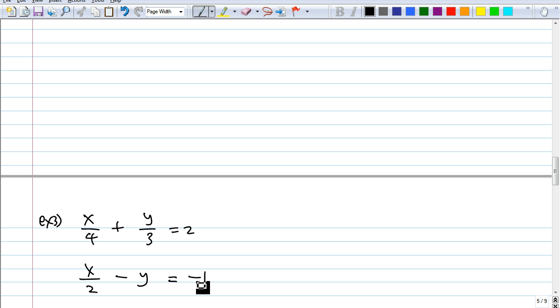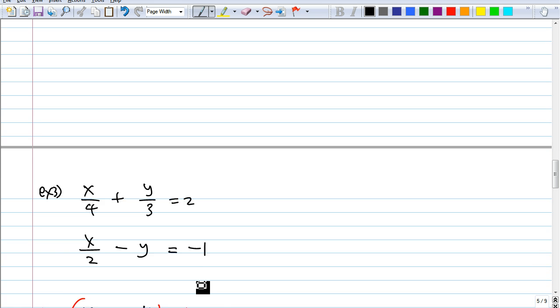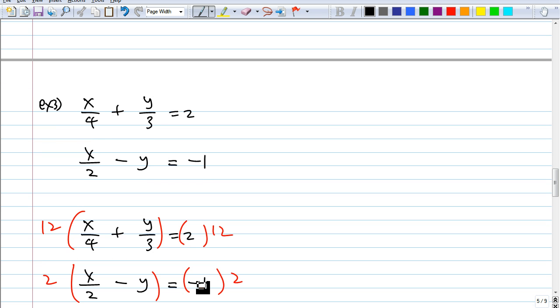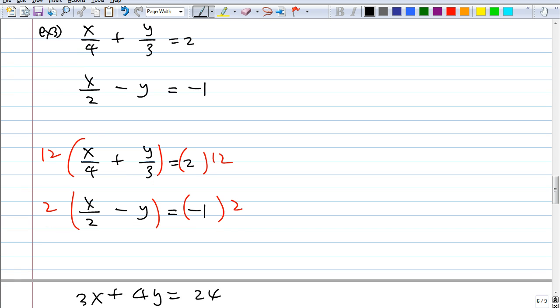So, what did you do for the first equation? Multiply both sides by 12. That's correct. And then what about the second one? 2. Yes, 2. That one's simple. Who can tell me what I get when I do this? Amber? Good. 3x plus 4y equals 24.